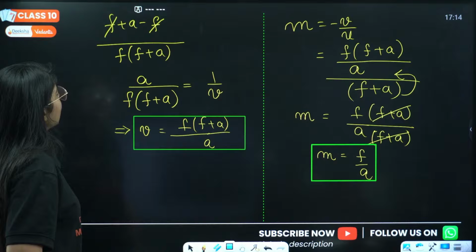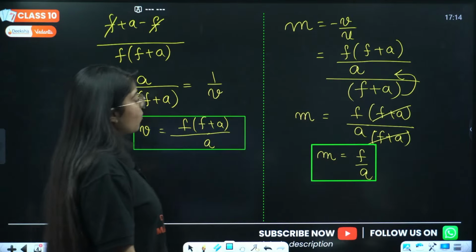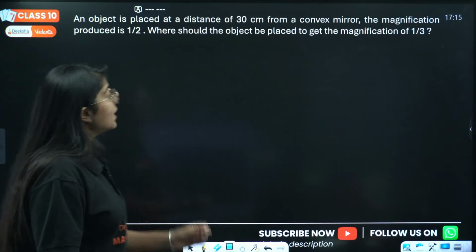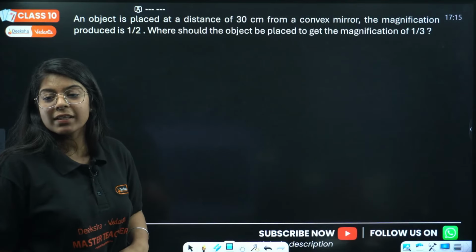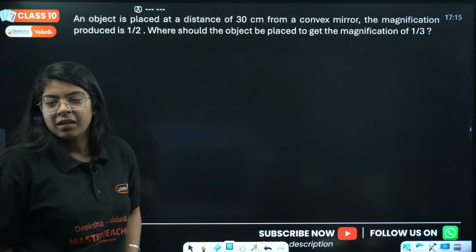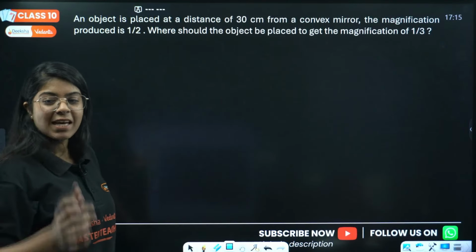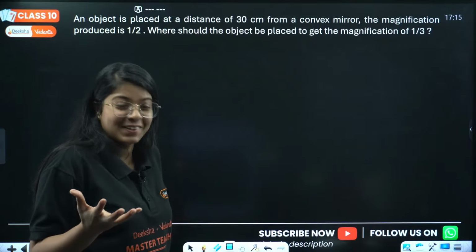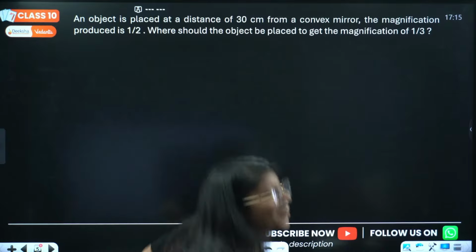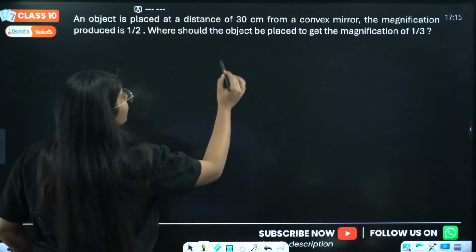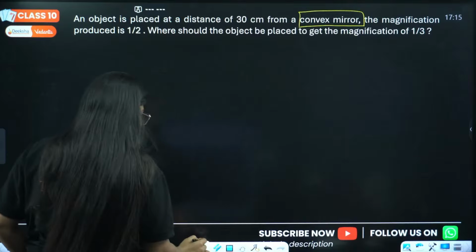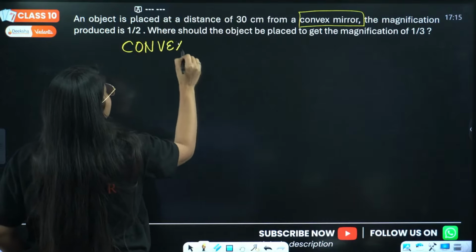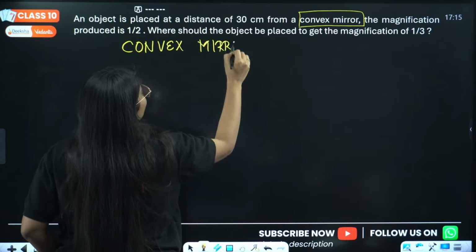Yes. So let us move to the next question, that is, an object is placed at a distance of 30 centimeter from a convex mirror. Hi, hello Preetam. Hi everyone, hello everyone. An object is placed at a distance of 30 centimeter from a convex mirror. Okay, now we are given a convex mirror. Is a convex mirror that scary? Okay, so whatever is given in the question, we will write it down. Very good. So a convex mirror is given.